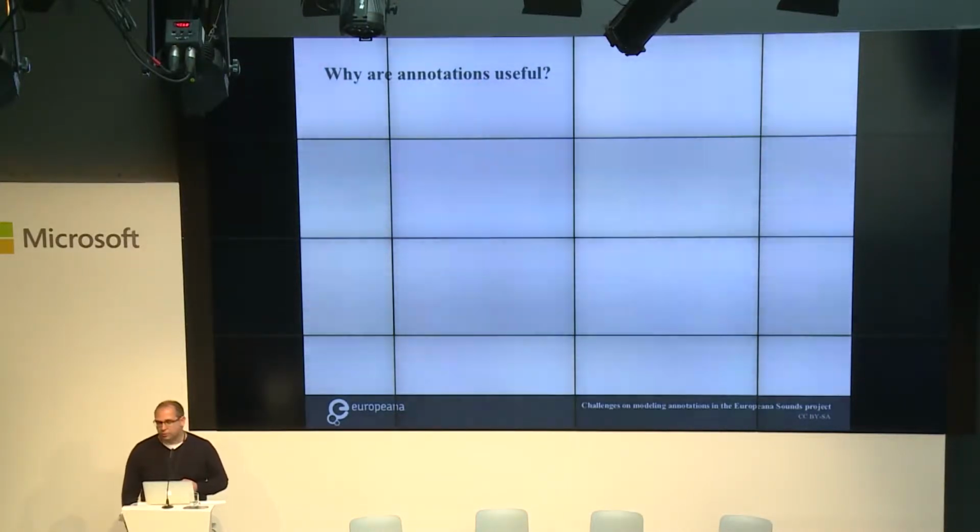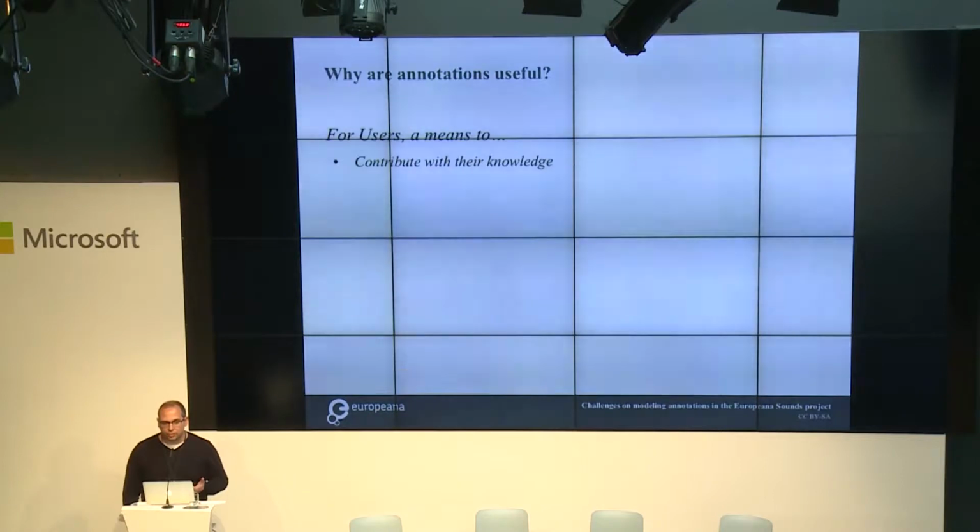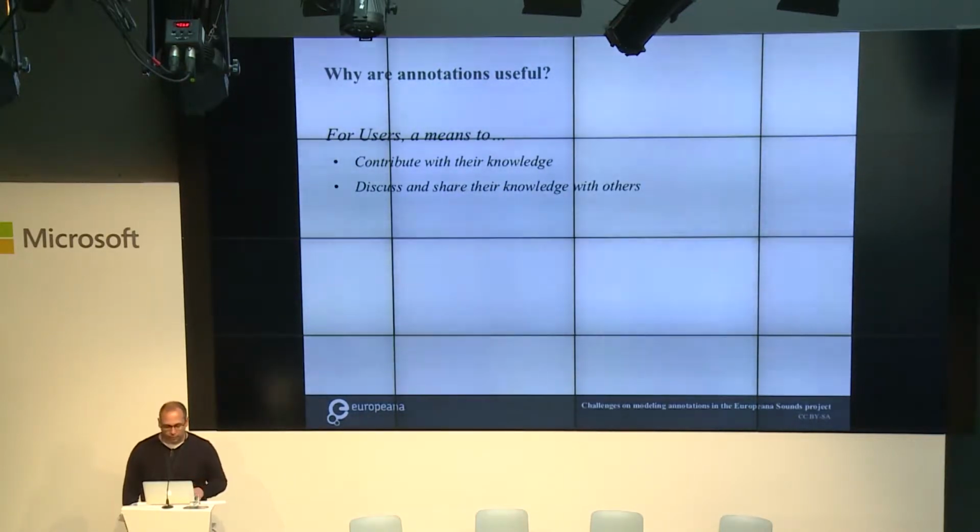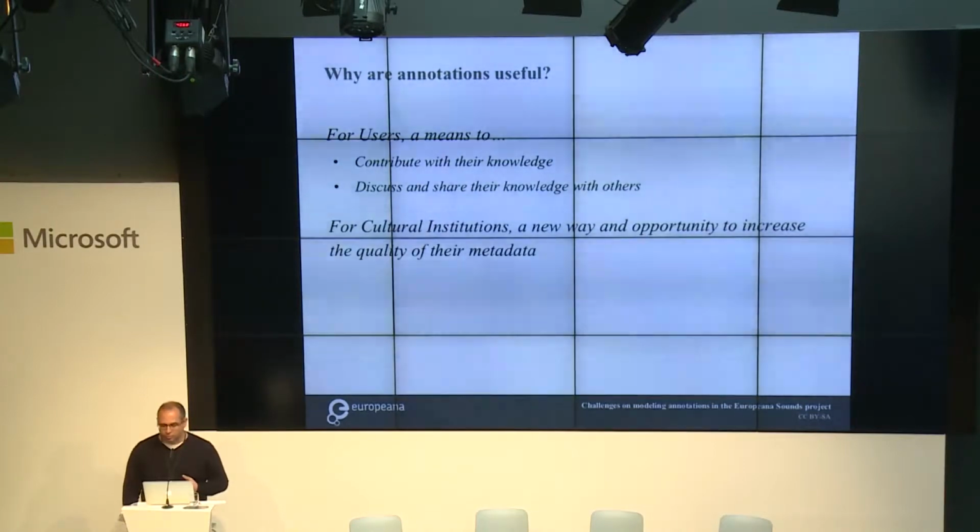Why are annotations useful in our context? For the users, it's a means to contribute with their knowledge, but also share and discuss with other users. For a cultural institution, it's a new opportunity to improve the quality of their metadata, so improving the consistency of the data, but also improving the semantic description of the metadata by linking to external resources that will make data less ambiguous, but also improve the cross-linking between resources within the catalog.